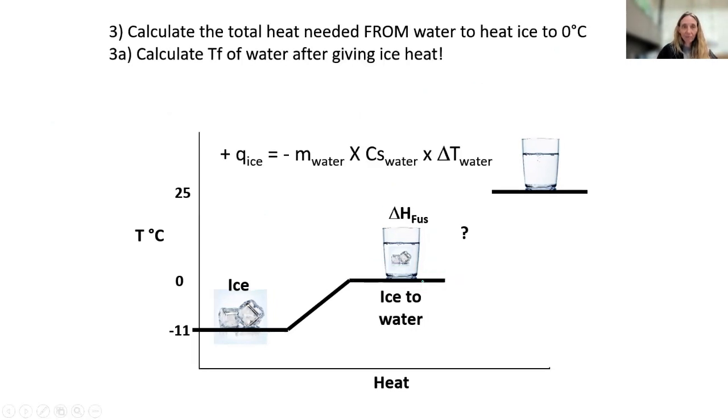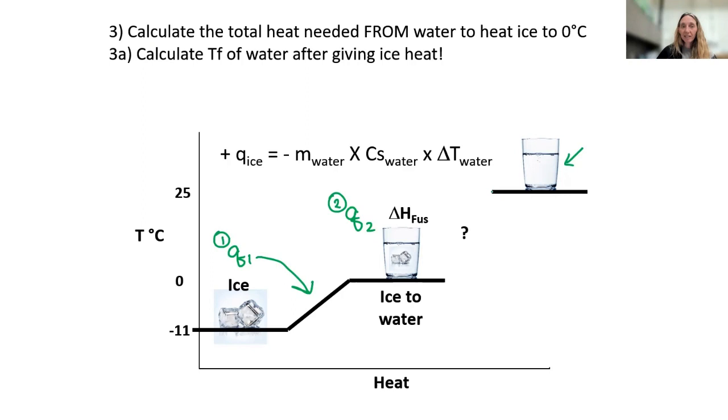Okay, so then step number 3. I kind of broke this off into 2 different sections. So calculate the total heat needed from water to heat the ice, right? There was a specific amount of heat here in step 1, for that area right there. There's a specific heat needed here in step 2, right? And all of that heat from step 1 and step 2 needs to be pulled from the water, okay?